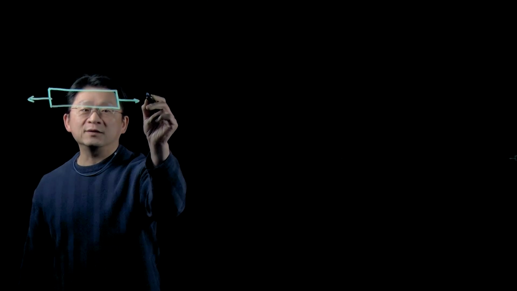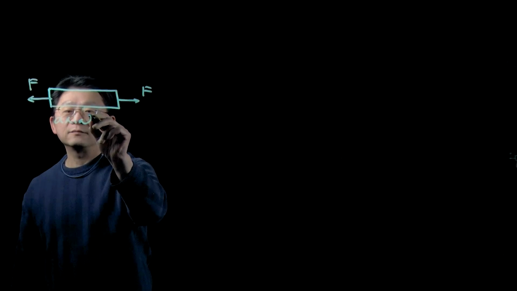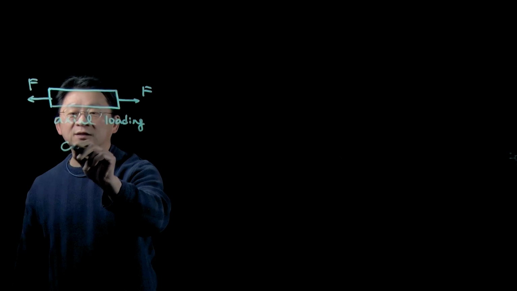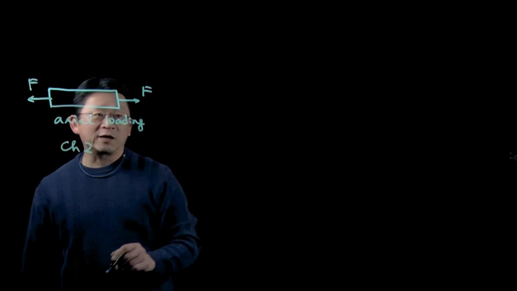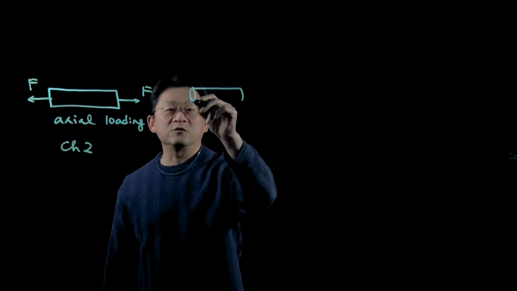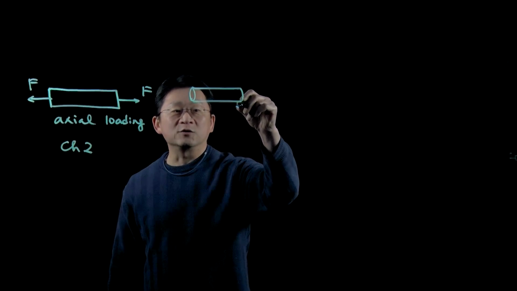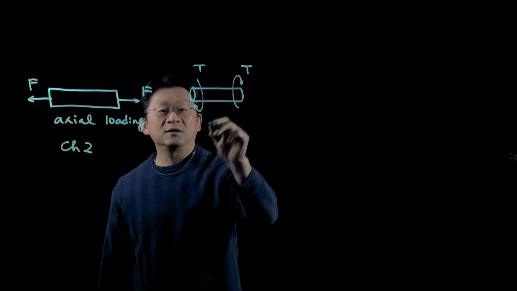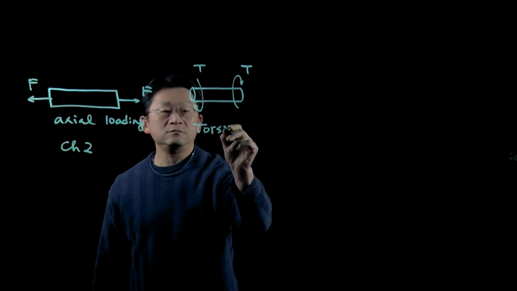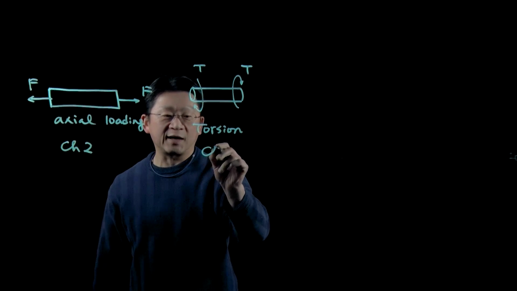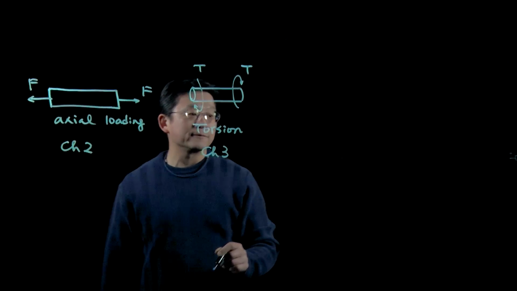The first one is this. We call it axial loading, and this is the major focus of chapter 2. The second one is we consider the material model as a shaft, and the shaft is under torsion, T. Sometimes torsion means twisting or torque, and that is the topic of chapter 3.